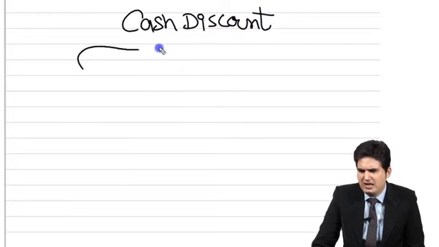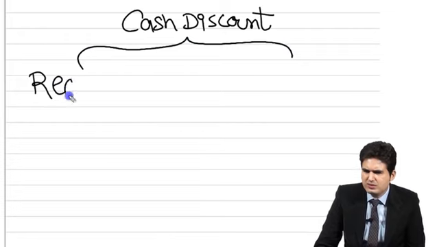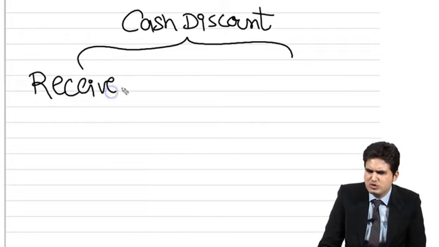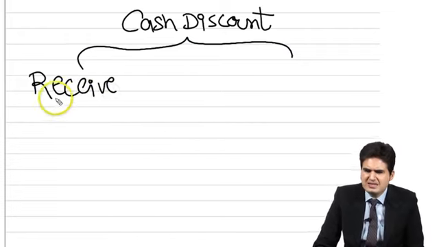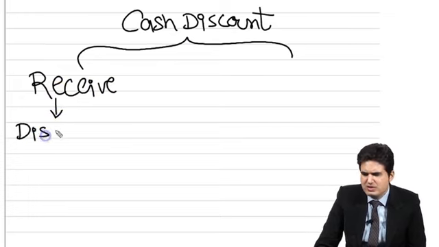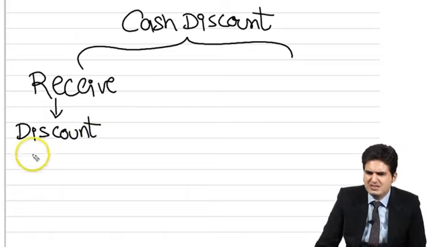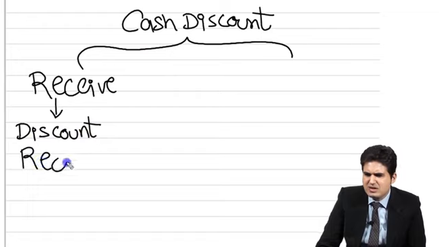I will divide it into two parts. If we receive cash discount, that is, we are supposed to make the payment and we receive cash discount, it is called discount received. This term I am using only for the word cash discount. It is termed as discount received.